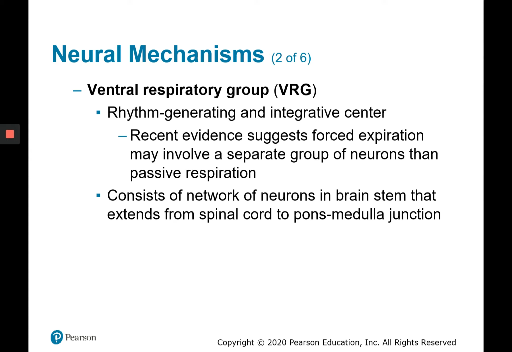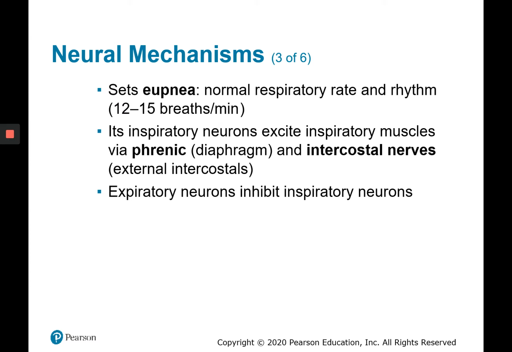The ventral respiratory group is our rhythm-generating and integrative center. It consists of a network of neurons that innervate the inspiratory muscles and cause them to contract. The VRG sets up eupnea, which is the normal respiratory rate and rhythm. It's set at about 12 to 15 breaths per minute.